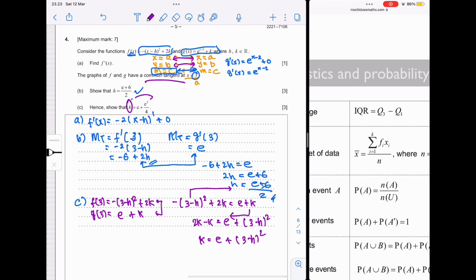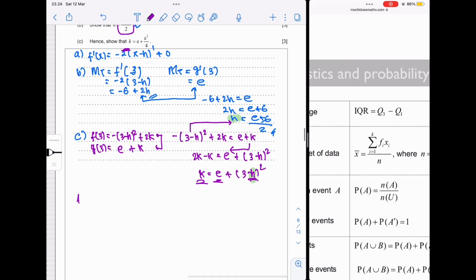It's quite similar to this part. At least we got the e now, right? And the k. The problem is the h. They don't even write an h here. So what do we do? You know what h is. You know it. So replace the h over here with the value you found from part B, which is (e plus 6) over 2.